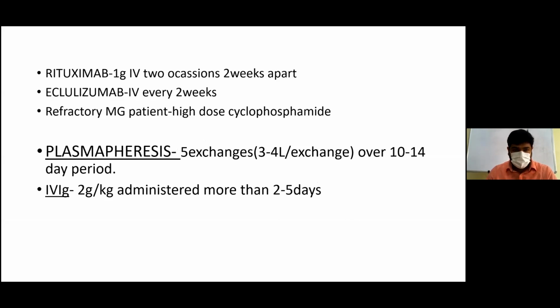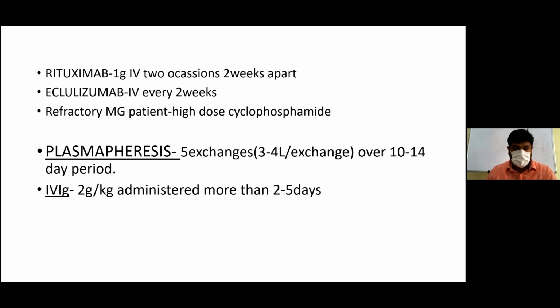Plasmapheresis. Plasma, which has antibodies, is separated from the blood cells and then returned back to the patient. This is done in 5 exchanges, 3 to 4 liters per exchange over a period of 10 to 14 days. This is usually done in cases of short-term reduction in the antibodies. IVIG. This is given in a dose of 2 grams per kg administered over 2 to 5 days.